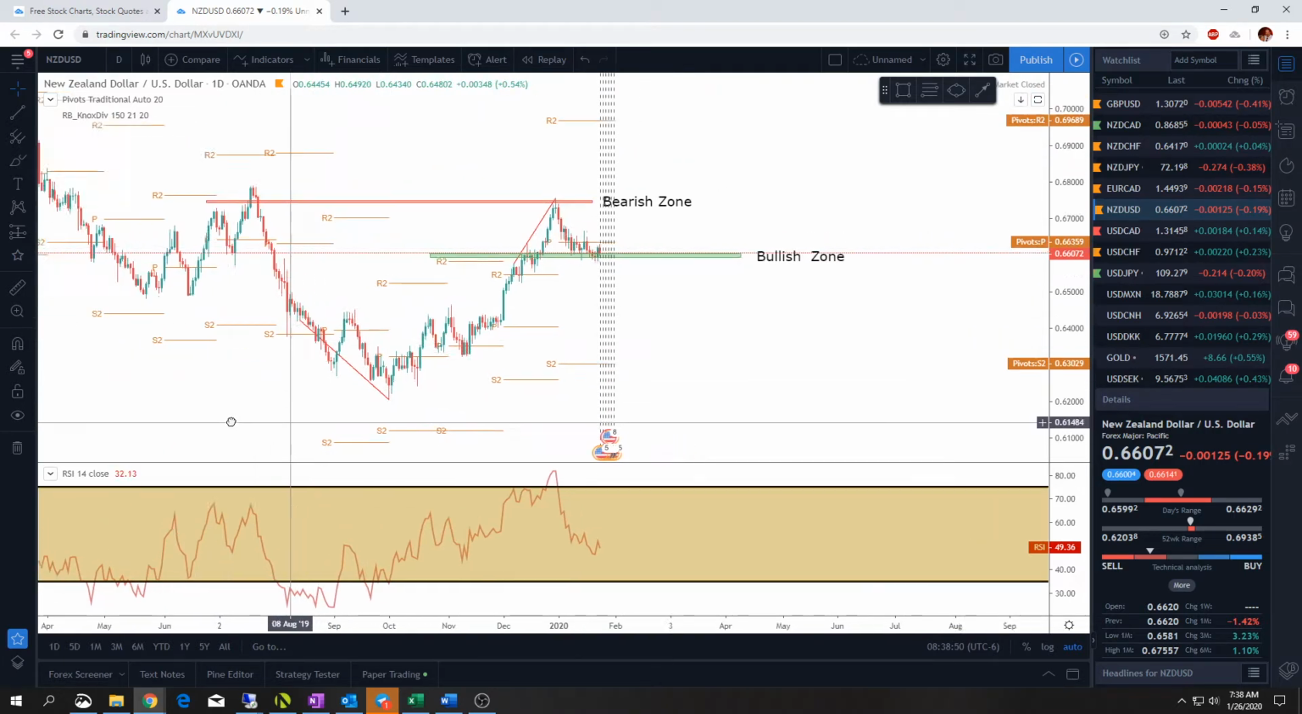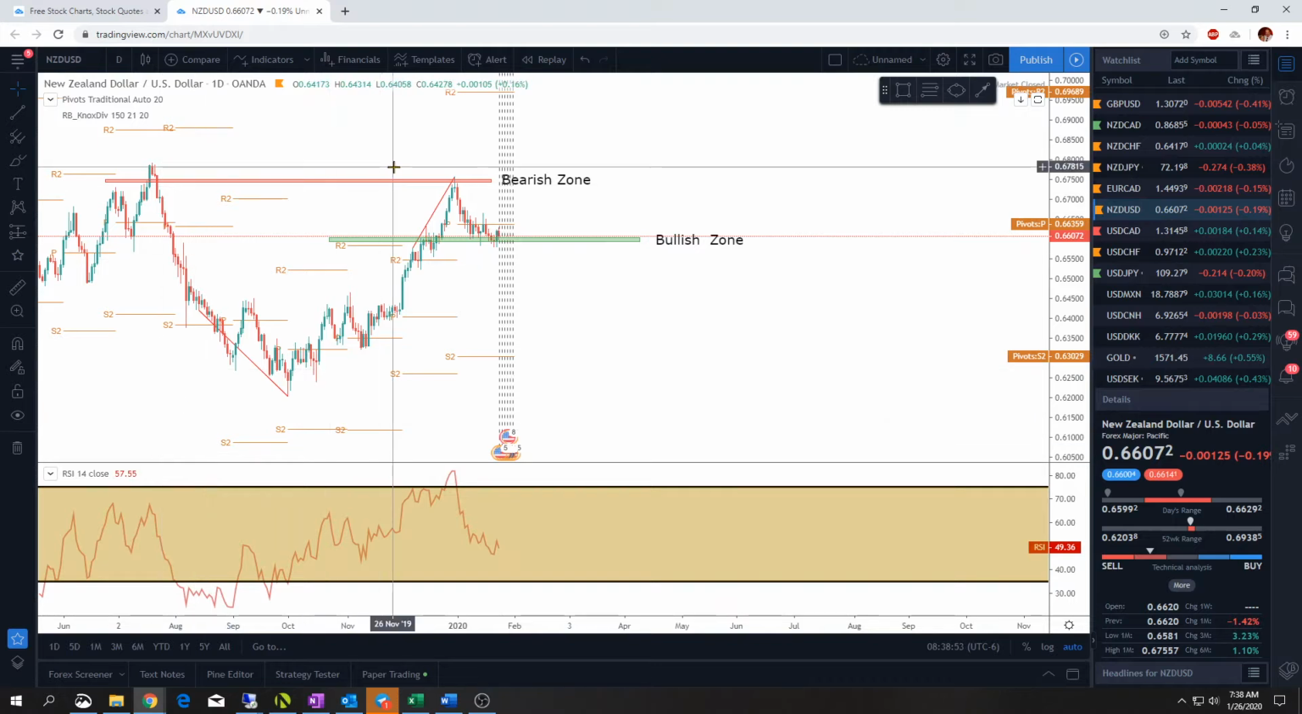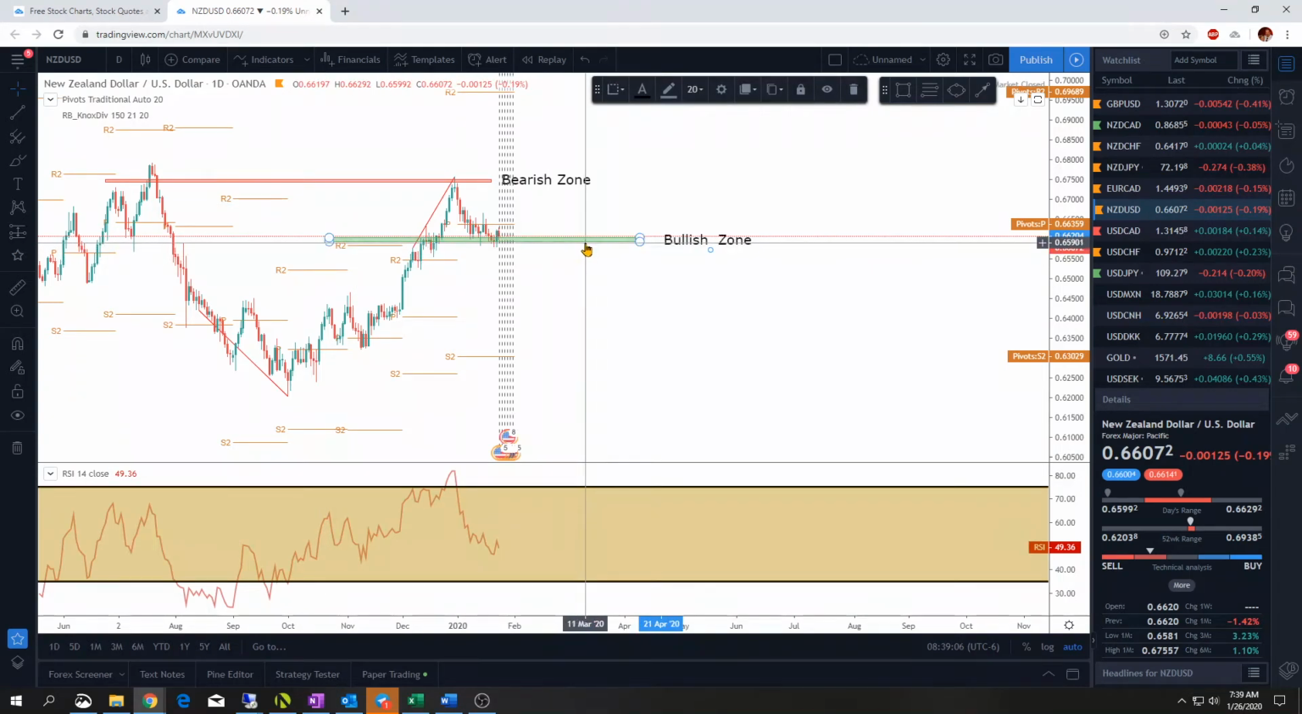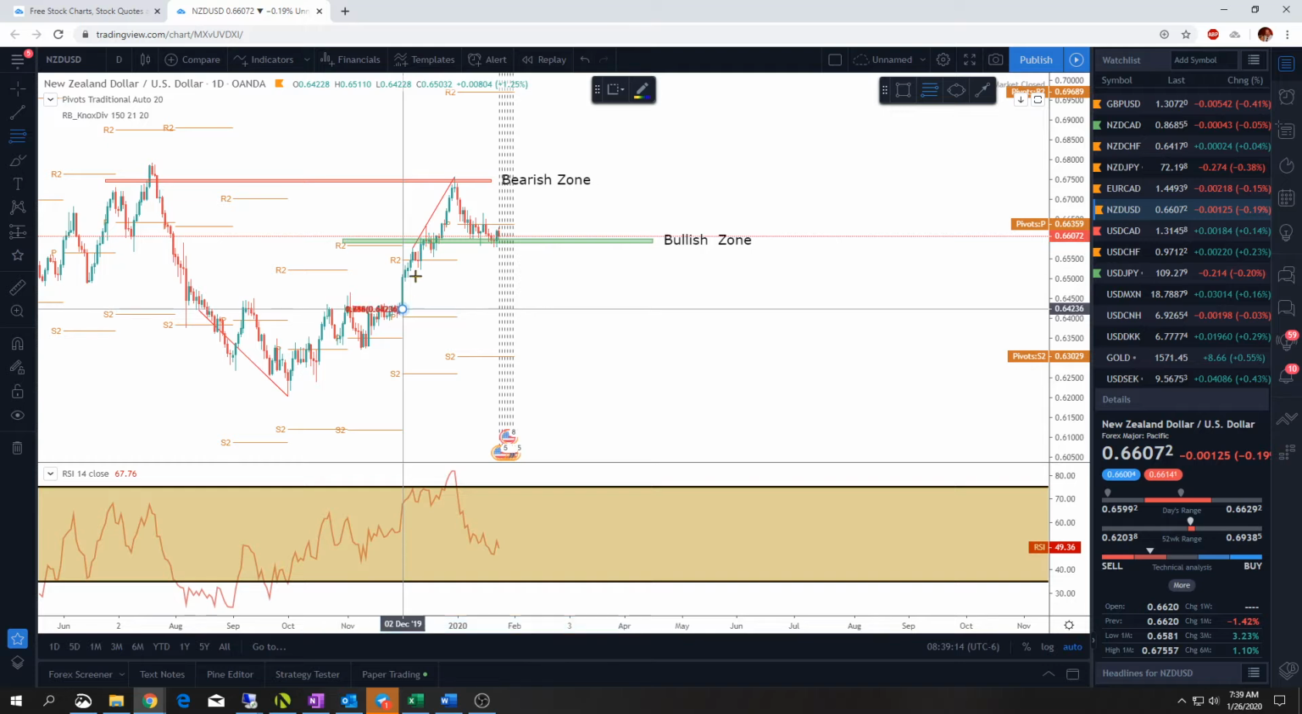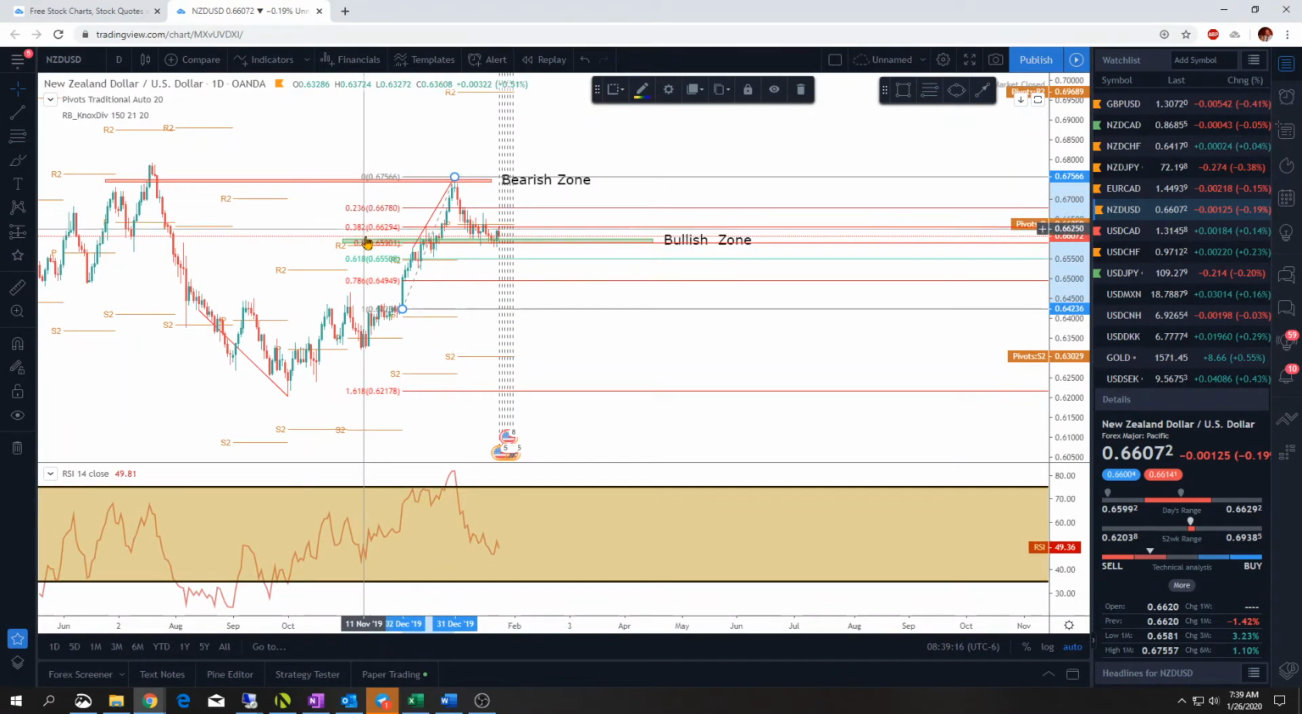So let's look at New Zealand dollar, US dollar. Okay, so we've had some strong bullish move. We topped out here. We had divergence, and then now price just kind of settled right below the pivot, last week's pivot, and sitting right in our bullish zone. Now, why are we bullish here? Because if we pull a Fibonacci on this impulse leg, that's right at the 0.5. This is where we want to see if we're going to get a good continuation, and it looks like price is definitely respecting it.